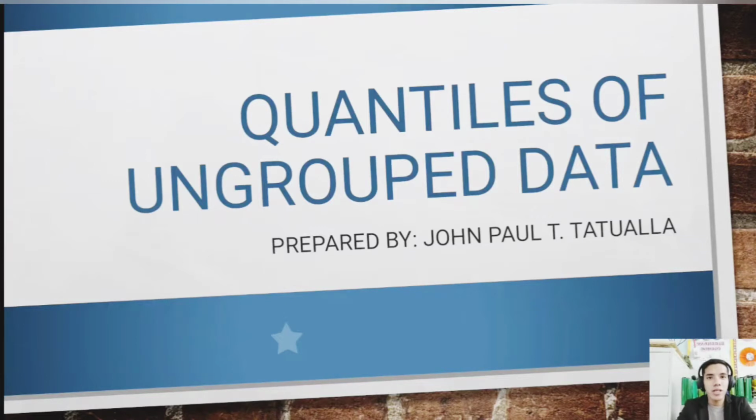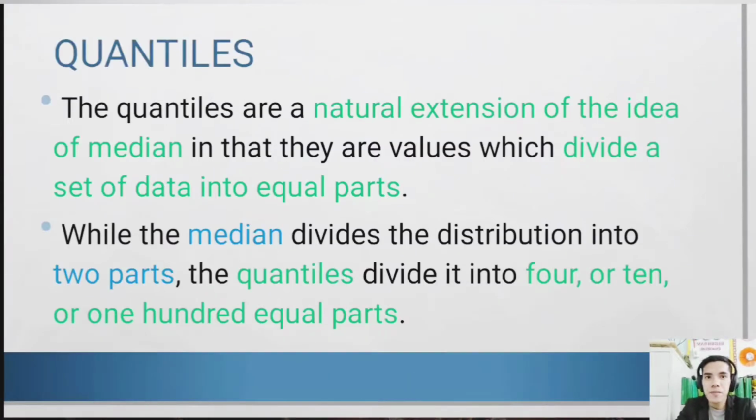Quantiles of ungrouped data. Paano nga ba kinukuha yung quantiles of ungrouped data na yan? So first, let us discuss what quantiles are. When we talk about quantiles, these are a natural extension of the idea of median in that they are values which divide a set of data into equal parts. So as we could remember, yung median, it divides the distribution into two parts only, while the quantiles divide it into 4 or 10 or even 100 equal parts.